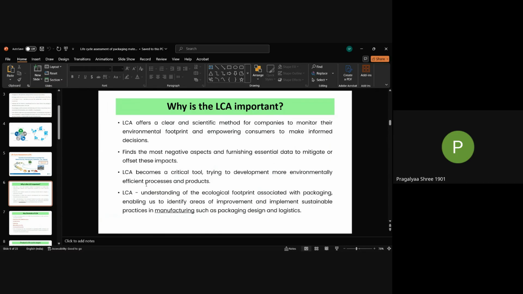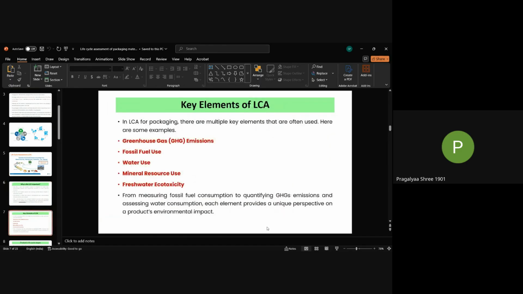So this LCA creates an understanding of the ecological footprints associated with packaging material. Not only that, it enables us to identify areas of improvement and implement sustainable manufacturing practices, such as how we have to design the package and how we have to transport it. All these matters related to packaging materials can be understood when you go for the life cycle assessment of the packaging materials.